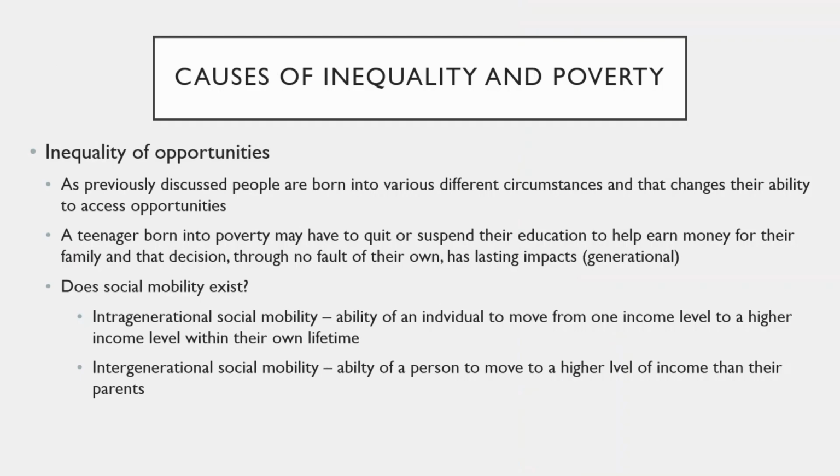As far as causes of inequality and poverty, we have unequal opportunities. As previously discussed, people are born into various different circumstances. This changes their ability to access opportunities. A teenager born in poverty may have to quit or suspend their education to help. We have the whole poverty trap, which we're going to talk about in Unit 4. This gets to social mobility, what it is, and whether it really exists.